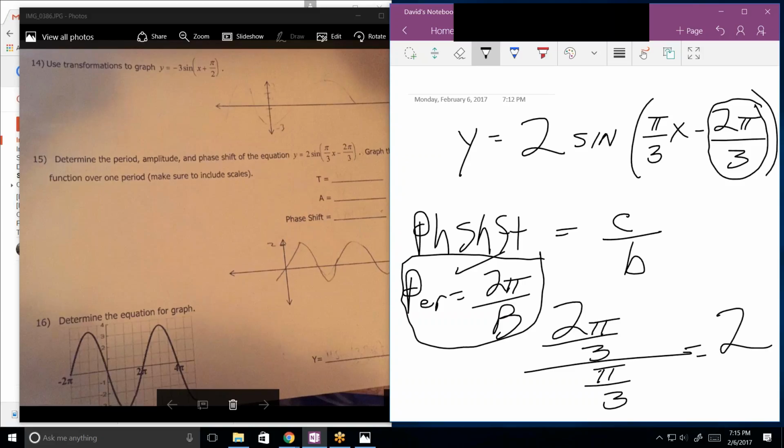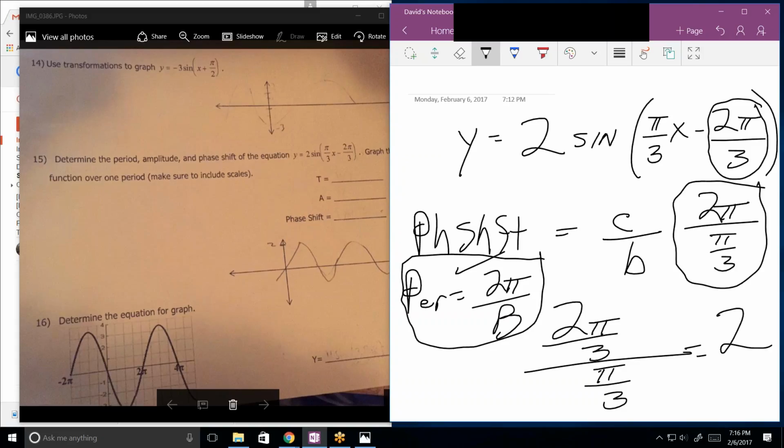So what's the period here? Well, the period's going to be 2 pi divided by B. B is pi over 3. So that's what we have to simplify. What does that turn into? Well, if you're dividing by the pi over 3, you're gonna flip it. Wouldn't the pi's cancel out, and we would be left with 2 over 3?